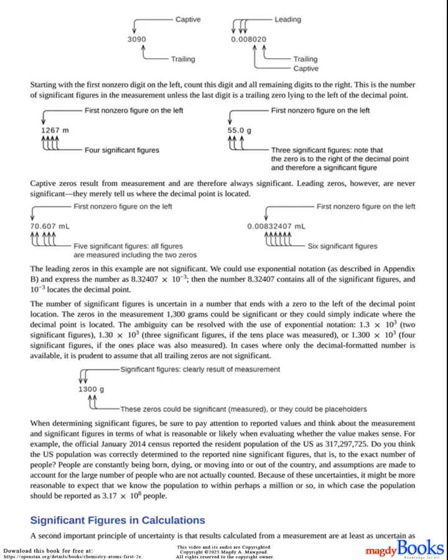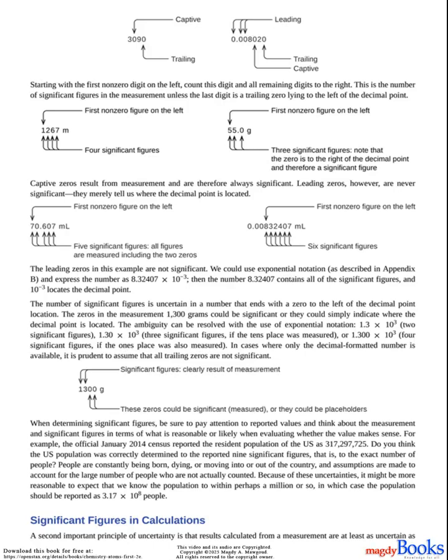People are constantly being born, dying, or moving into or out of the country, and assumptions are made to account for the large number of people who are not actually counted. Because of these uncertainties, it might be more reasonable to expect that we know the population to within perhaps a million or so, in which case the population should be reported as 3.17 multiplied by 10 to the power of 8 people.